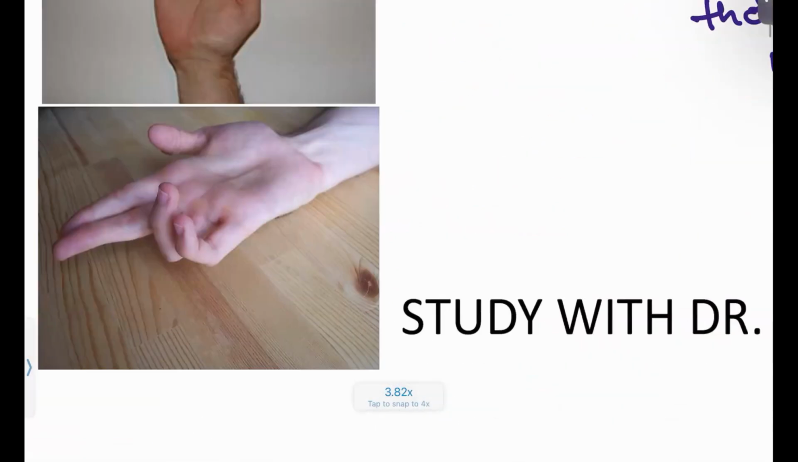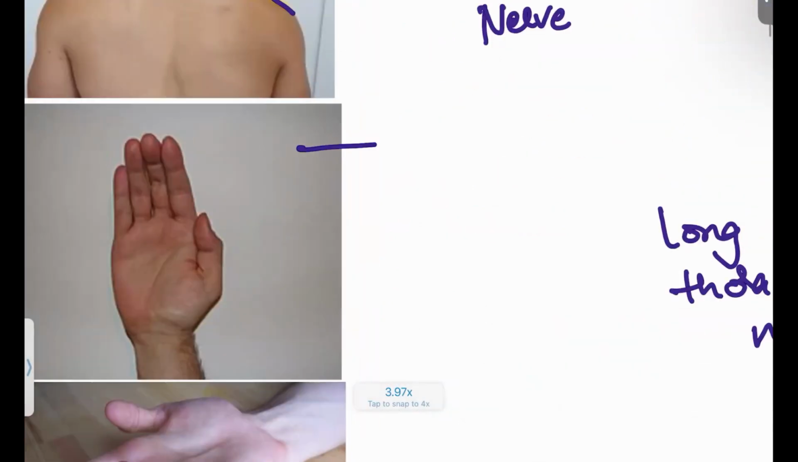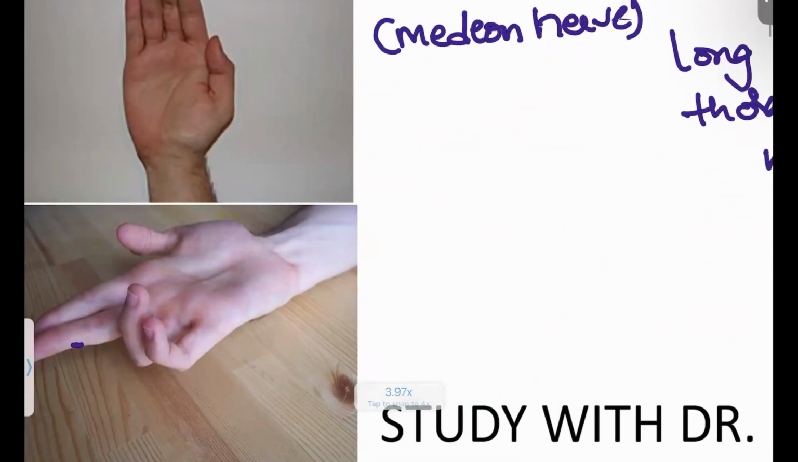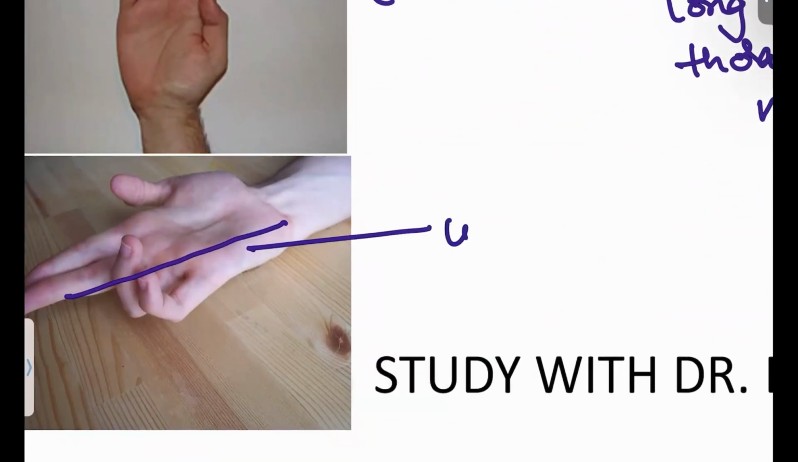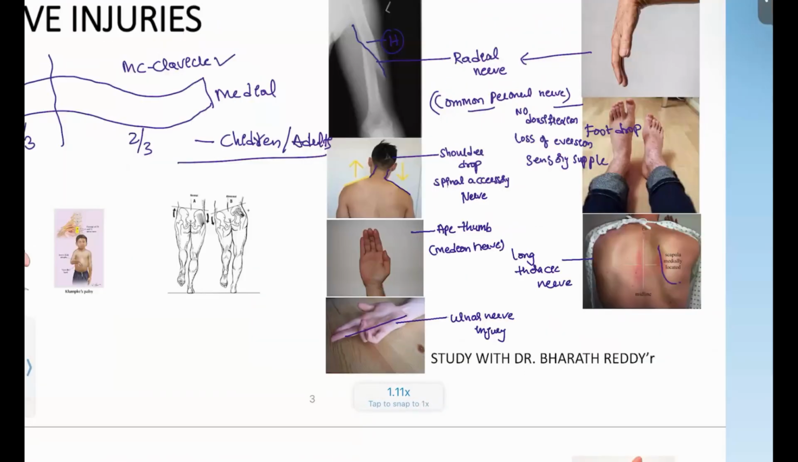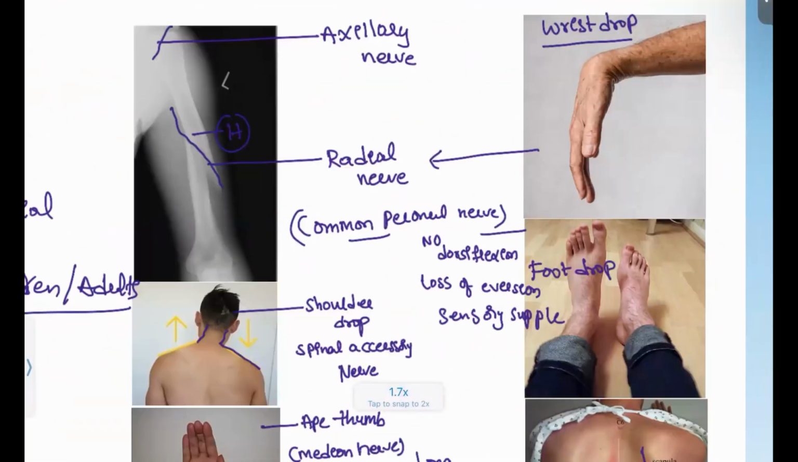All right. Next one is your ape thumb deformity. Patient is having the ape thumb deformity due to median nerve injury. Okay, median nerve injury. And this patient is having the partial claw hand, and this partial claw hand is due to ulnar nerve injury. Okay, ulnar nerve injury. So always remember all these questions have already been asked in your examination.